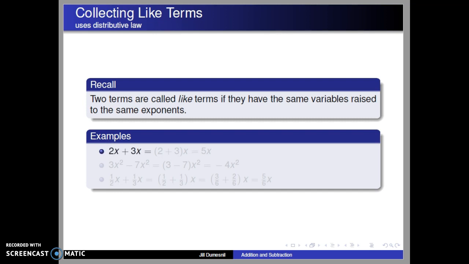2x and 3x are like terms and can be combined. The sum, 2x plus 3x, equals the quantity 2 plus 3 times x using the distributive law. Performing the addition inside the parentheses yields 5x. Similarly, 3x squared minus 7x squared equals the quantity 3 minus 7 times x squared, which equals negative 4x squared.